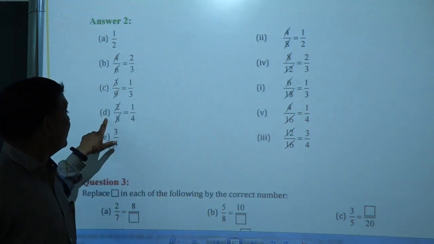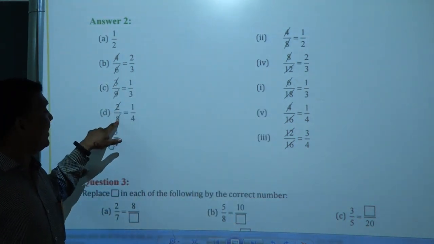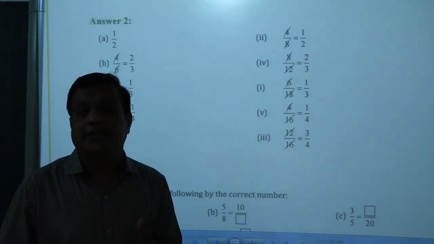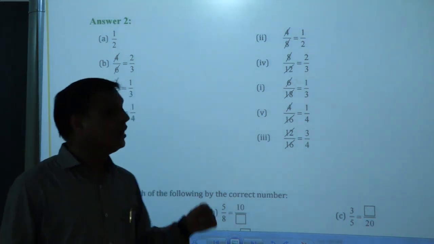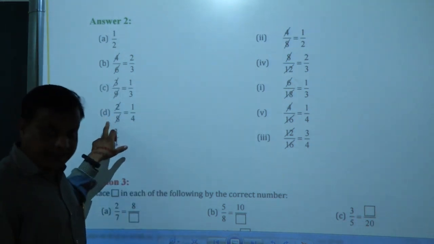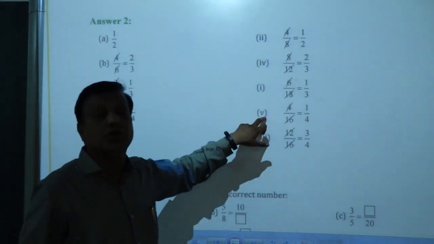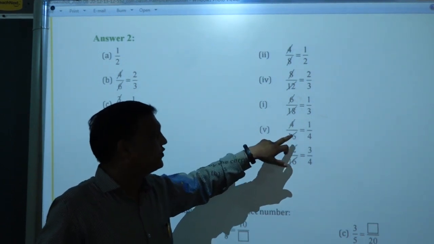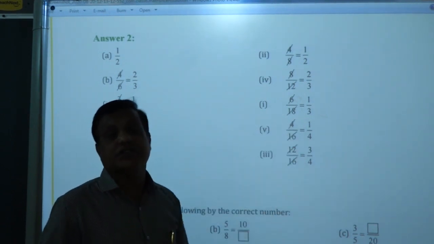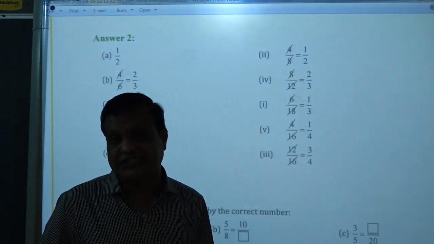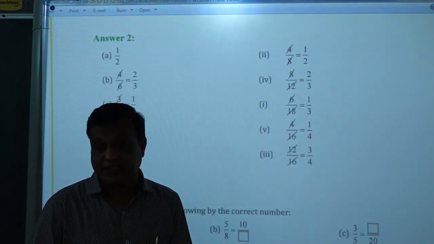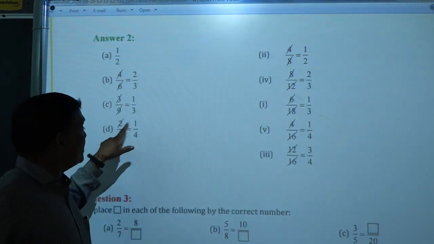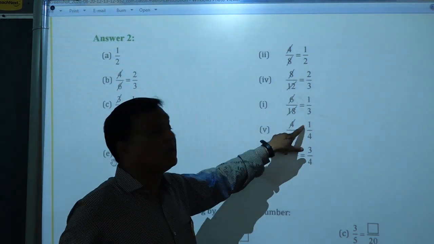If you see the D one, out of 8, 2 parts are colored. So 2 upon 8. If you reduce 2 upon 8, the fraction is coming 1 upon 4. And that D question is matching with the fifth bit. What is the fifth bit? Out of 16, 4 are colored. So 4 upon 16. If you reduce 4 upon 16, it comes 1 upon 4. So D is 1 upon 4 and the fifth one is 1 upon 4.